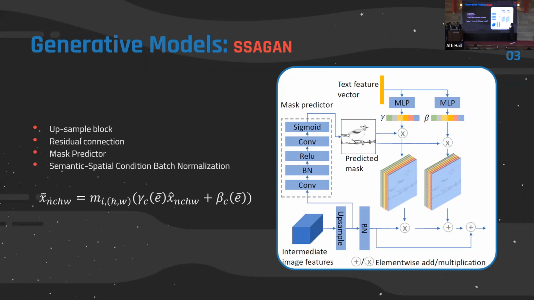The batch normalization makes use of the predicted mask and some affine transformation of the text feature vector with some upsampling in order to achieve the whole fusion of the text and image features as we need in the first place.